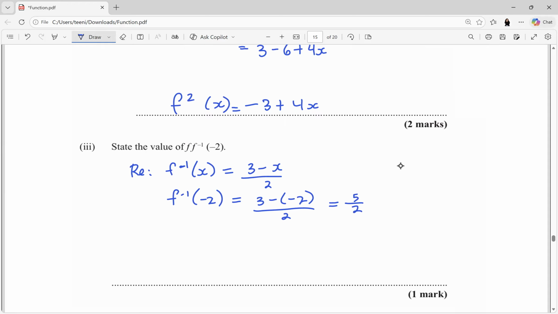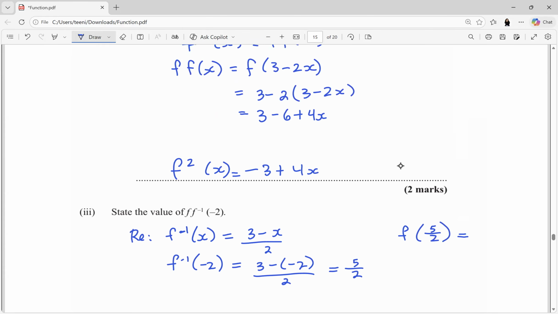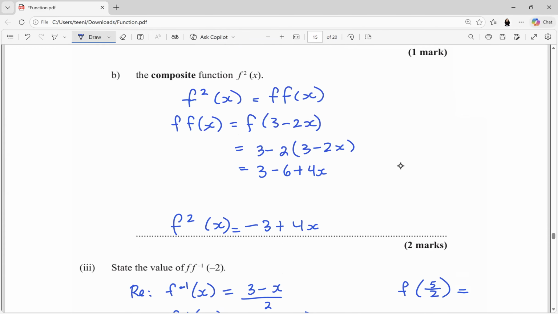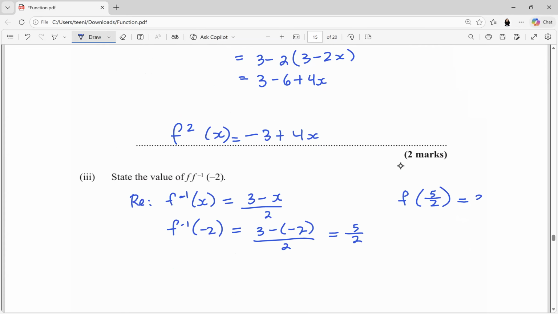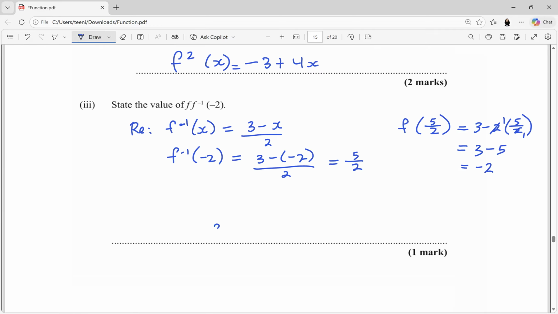So now I can find f of that. So we need to find f of 5 over 2. Recall that f of x is 3 minus 2x. So that would be 3 minus 2 by 5 over 2, which will give me 3 minus 2 into 2, 1. 3 minus 5, which is negative 2. So f of f inverse of negative 2 is negative 2.